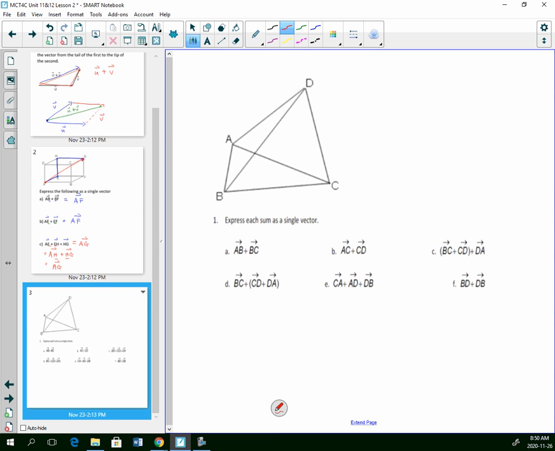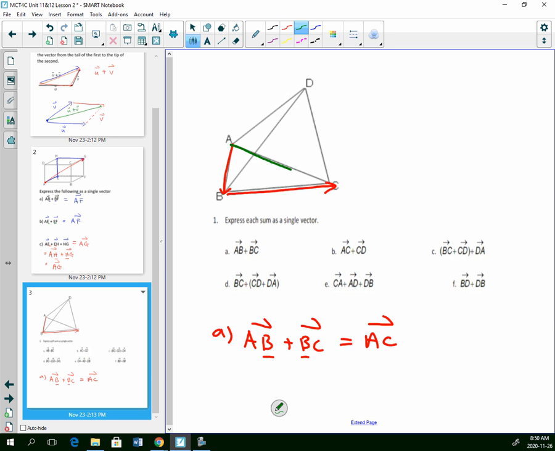Okay, so here we have to express each sum as a single vector. So A to B plus B to C. I could look at the diagram, or I could just add it as it is. I can see that the tip of A to B, which is B, matches with the tail of B to C. So starting at A, I would end at C, and on my diagram, A to B is here, B to C is here, and so the addition is from A to C. Okay.